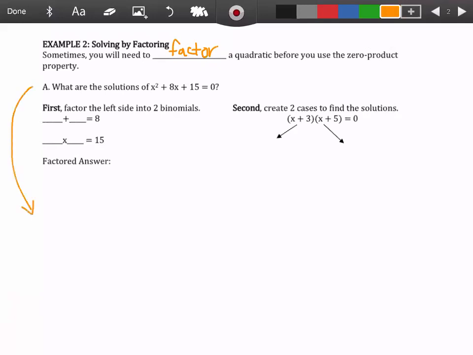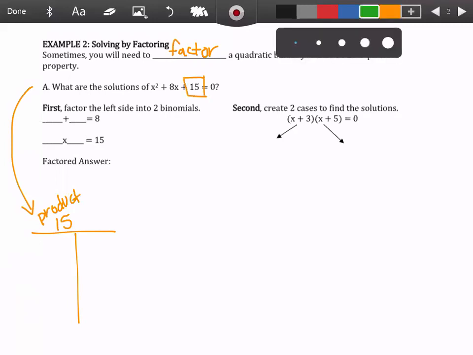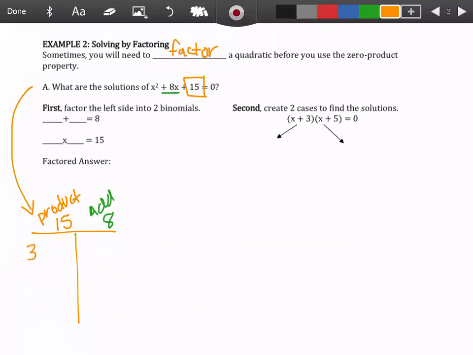And remember that we can make a factor chart here, a factor T. We need two numbers that multiply to 15, so multiply to this last number, but then add to get the middle number, so add to 8. If we think back to doing this, think of two numbers that multiply to 15. The first ones that come to my mind are 3 and 5. So we have 3 times 5, that equals 15.